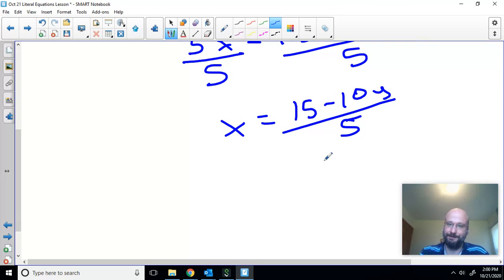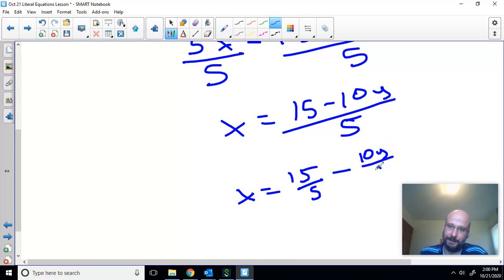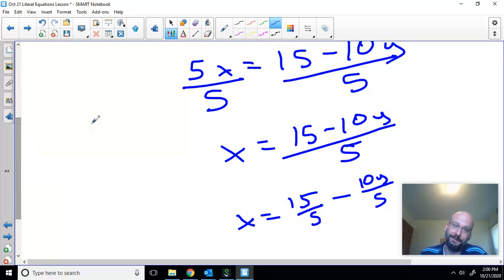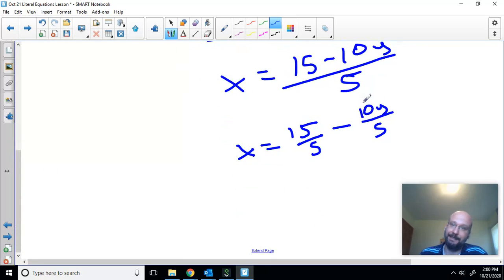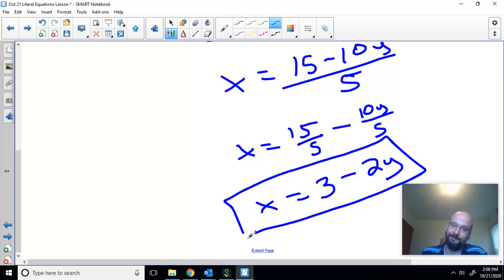One thing that we'll talk about, especially in the next unit, is that this is the same thing: 15 over 5 minus 10y over 5. Right, this and this are the same thing, because this 5 is under both of them. When you do something to one side, you have to do it to everything on the other side. So this is the same as this. Since it's the same, we can simplify, because 15 divided by 5 is 3, and 10 divided by 5 is 2. So this would be our final answer.